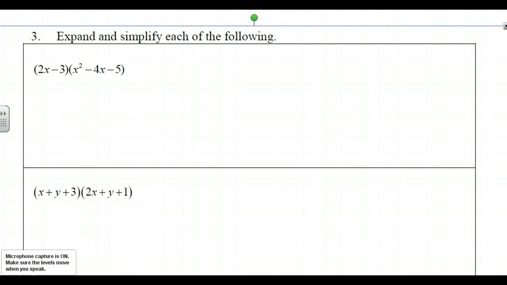Okay, distributive law basically says we're going to take the 2x and we are going to distribute it through the brackets, and then we are going to do the same thing with the -3. So I would like you to do that.